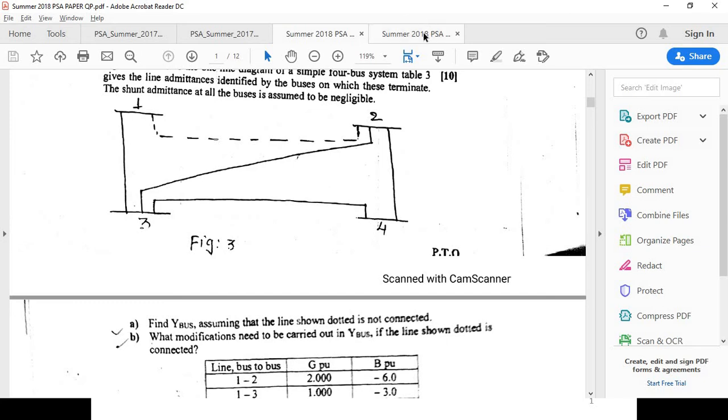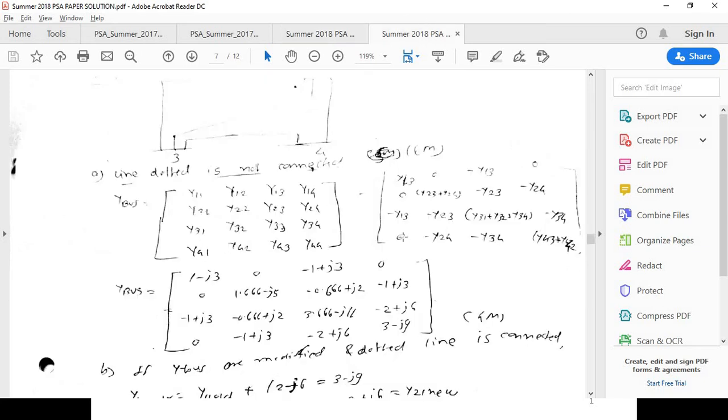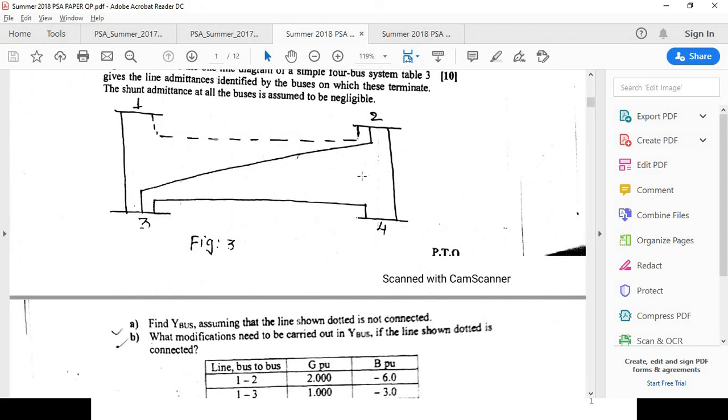Then Y41 is equal to Y14, that is 0. Y42 is equal to Y24, that is minus Y24. Y43 is equal to Y34, that is minus Y34. And Y44 is the positive sum of all the admittances connected to bus number 4. Bus number 3 and 2 are connected to bus number 4, and hence Y44 is equal to Y34 plus Y24.